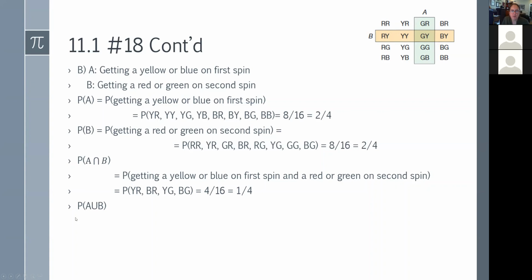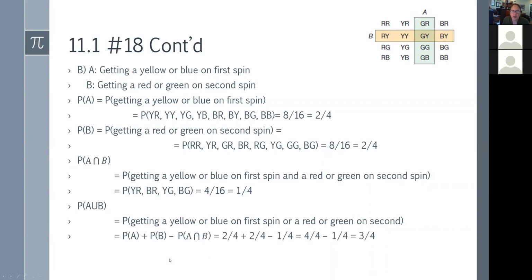Next, I'm going to find the probability of A union B. So this is getting a yellow or blue on the first spin, or a red or green on the second spin. We can use the formula, the probability of A plus the probability of B minus the probability of their intersection. So I have 2/4 plus 2/4 minus 1/4. Okay, if I add the first 2 fractions, I get 4/4, and then I'm going to subtract 1/4, and that gives me 3/4.